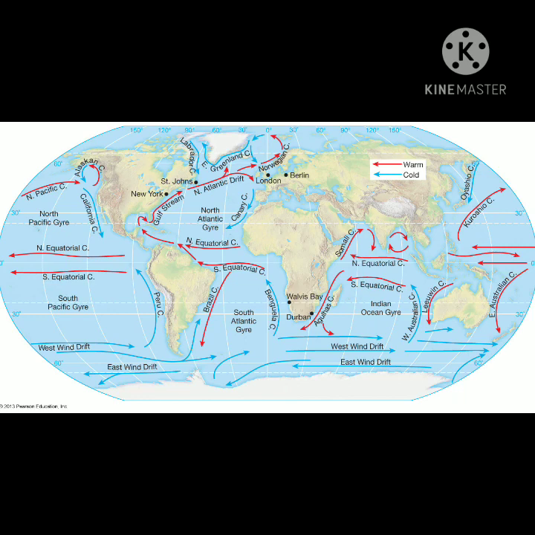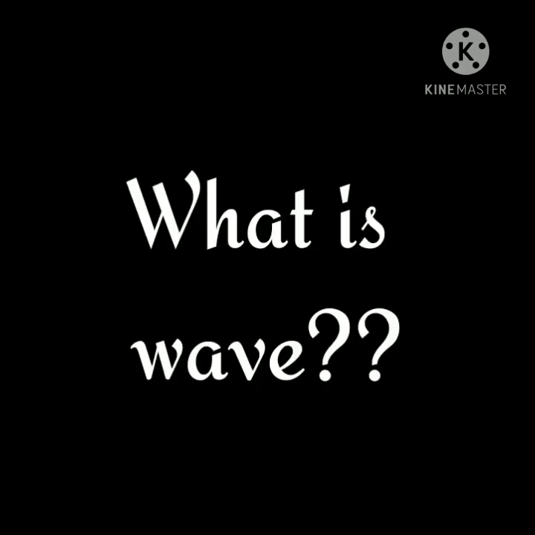The major movements of the ocean water can be classified into three. They are waves, tides, and ocean currents. Waves and the ocean currents are horizontal movements of ocean waters, while the tide is a kind of vertical movement of the ocean water. Let's see what is wave.